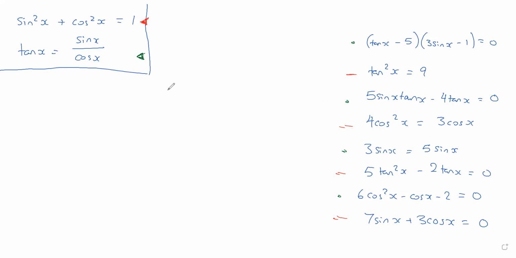All right, and by the way, they want us to give answers between 0 and 360, okay? So here's the deal with this. You've got tan x minus 5, in brackets, times 3 sine x minus 1, equals 0. And you've got to find all the values of x between 0 and 360 that will do that. So how do you do that? Well, this one actually doesn't involve using any of these identities.